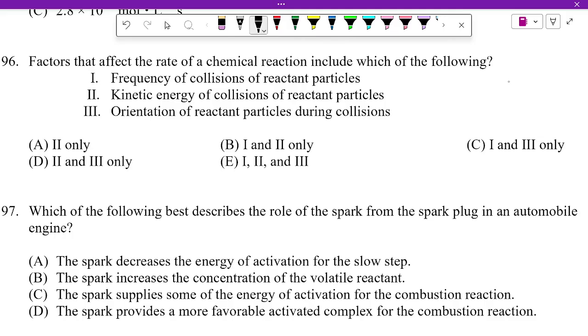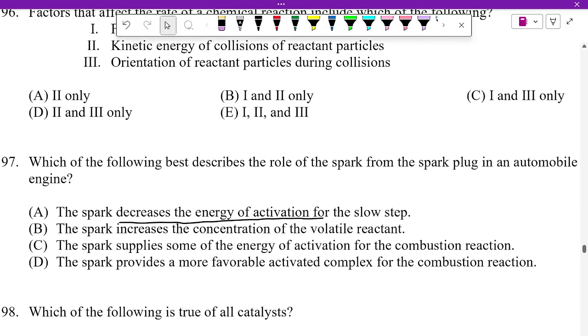Does the spark decrease the activation energy? No, that would be something that a catalyst does. A spark is not a catalyst because a catalyst is a chemical substance. A spark increases the concentration of the volatile reactant. That doesn't even make any sense, so I would say that one is probably wrong. The spark supplies some of the energy of activation for the combustion reaction. Is that possible?